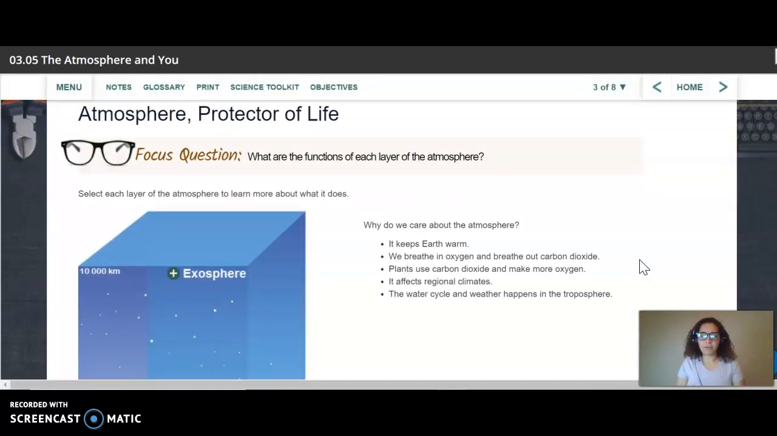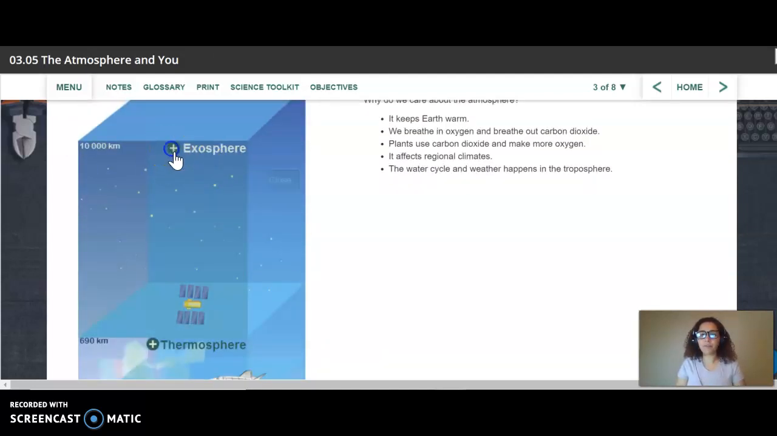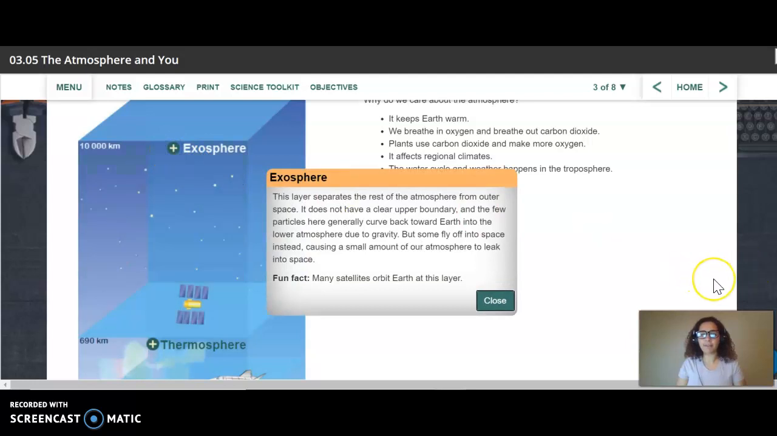So as we learned earlier in this module, the atmosphere has many different layers. So we are going to start with the outermost layer and work ourselves in. So the first one that we're going to look at is the exosphere. So this is going to be the layer that separates the atmosphere from outer space. So there really isn't a clear boundary here, but this is going to be where satellites orbit the Earth. This is going to be the part of the atmosphere.